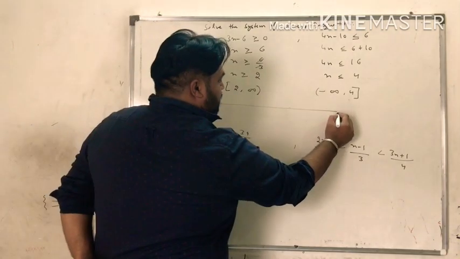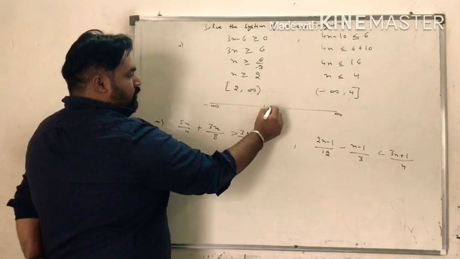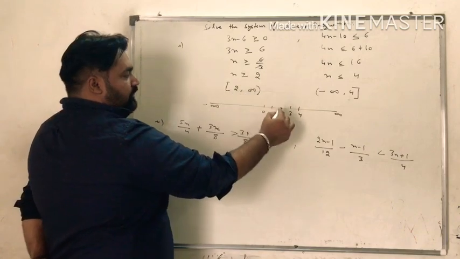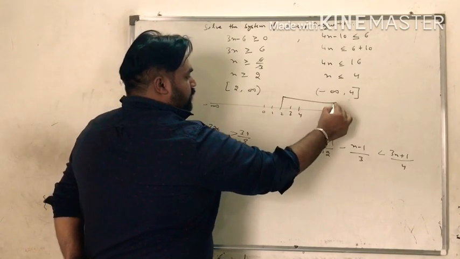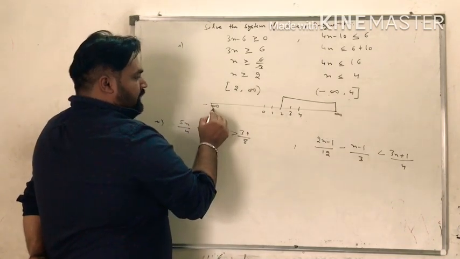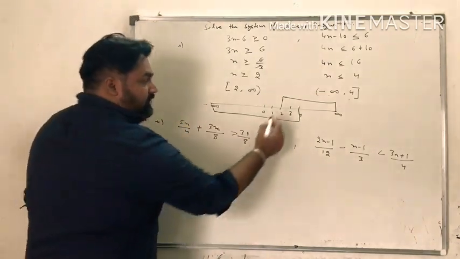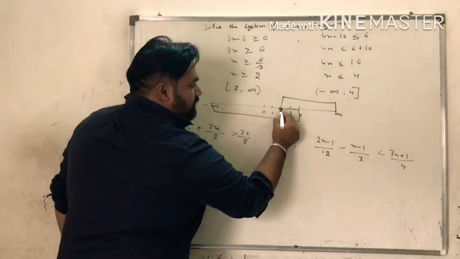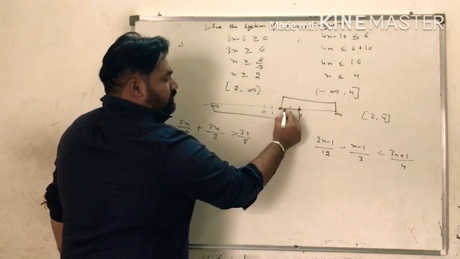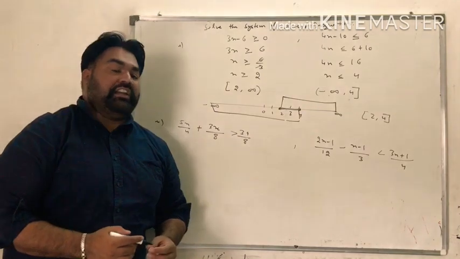So draw a number line. Minus infinity to infinity, 0, 1, 2, 3, 4. The first is 2 to infinity. The next one is minus infinity to 4. So the common area is this. So the answer is 2 to 4. So this is the common area between the two linear inequations.